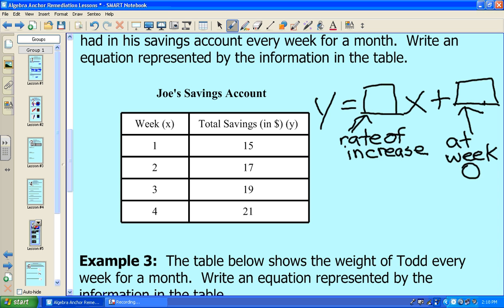At week 1, Joe has saved $15. Week 2, he has $17 in his account. Week 3, he has $19. Week 4, he has $21. So we want to fill in the 2 boxes up here.